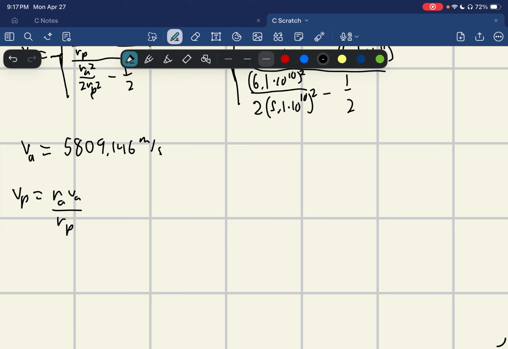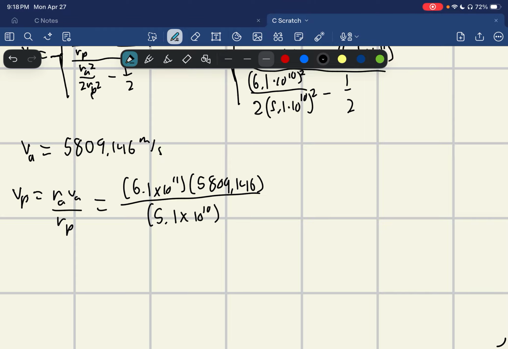And then earlier we found VP to be RA VA all over RP, and then we're just going to plug in the values from there. So it's equal to RA, which is 6.1 times 10 to the 11, times 5,809.146, all over 5.1 times 10 to the 10. So we will get 6,900,481.95 meters per second, which makes sense because perigee is closer to the sun, so it should move faster than apogee, which is farther from the sun. Okay, that was part D.